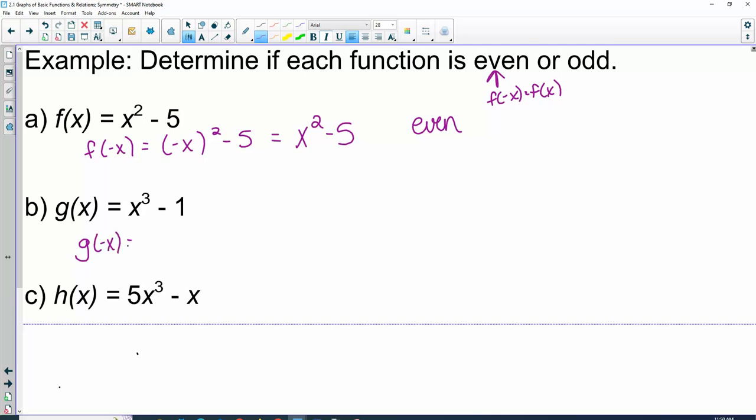If I put in a negative x cubed, so negative x times negative x times negative x. If you multiply three negatives, your answer is negative. And x times x times x is x cubed. Okay, is that what I started with? No. Odd says they have to be total opposites. So is that the same as taking my original one times negative 1? No. This one is neither.